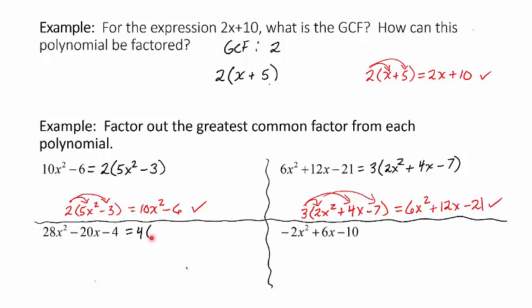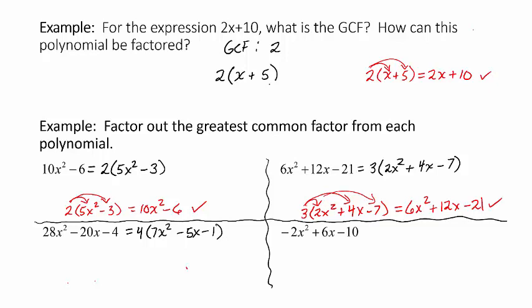4 times what is 28? Well, 7, right? 4 times 7 is 28. So we got 7x squared. And 4 times what is 20? Well, 5. All right, so we got minus 5x. And then 4 times what is negative 4? Well, negative 1, right? So don't just let that term not be there, right?